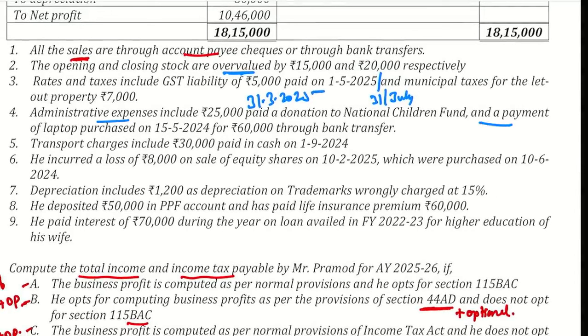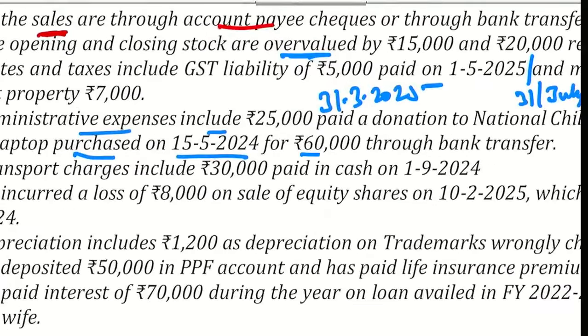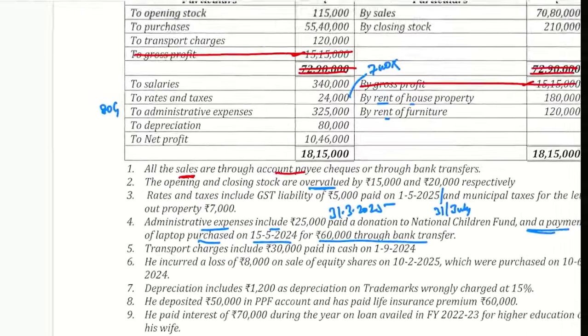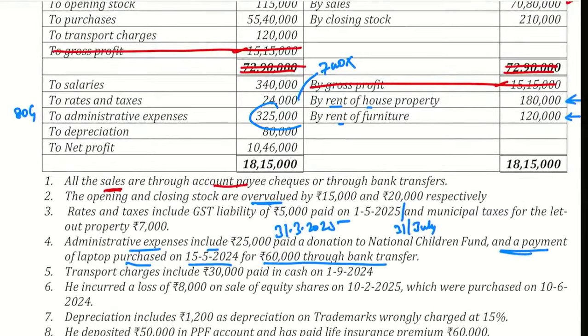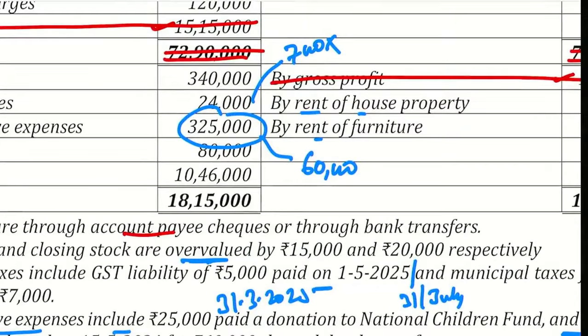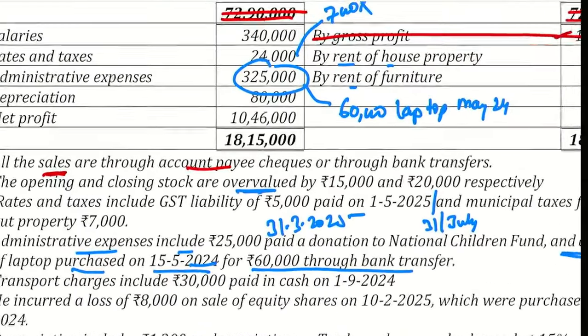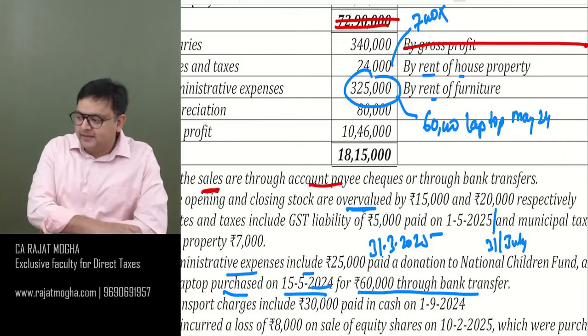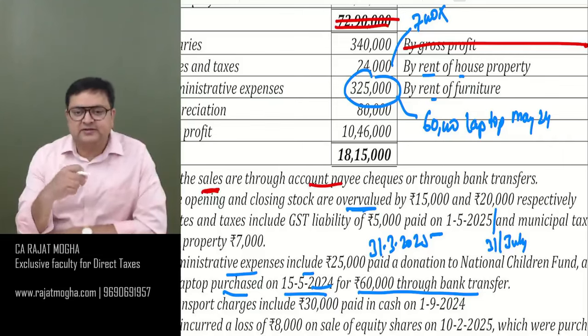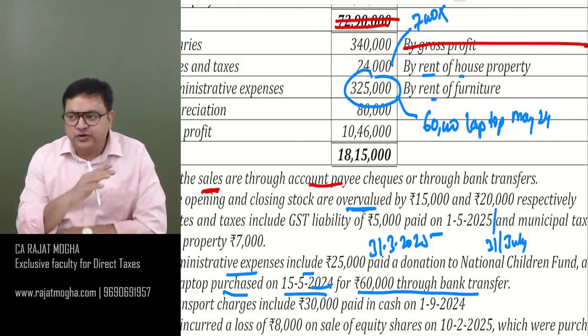Okay, now let us read the second point of the fourth point. Admin expenses include a payment for a laptop purchase on 15/5/24 for 60,000 rupees through bank transfer. So admin expenses also include 60,000 rupees, the laptop we have purchased somewhere in May 24. What do you think you will do with this? Is it correctly debited or is it a capital expenditure? It's a capital expenditure, so you should disallow it.